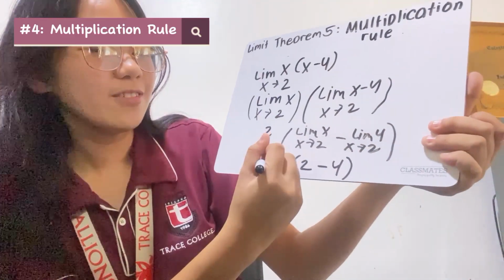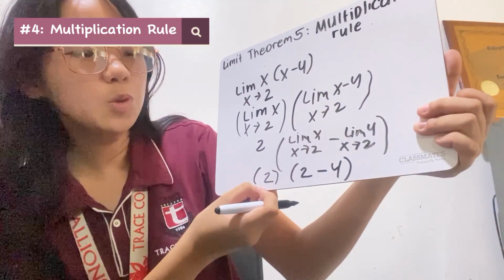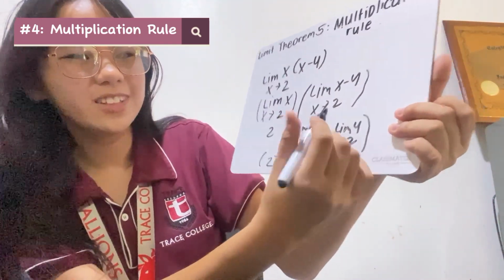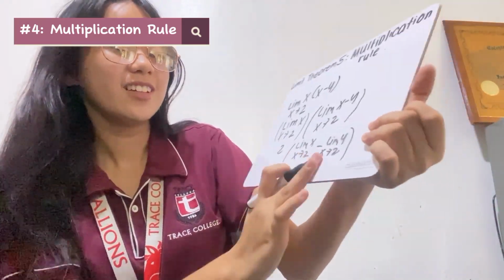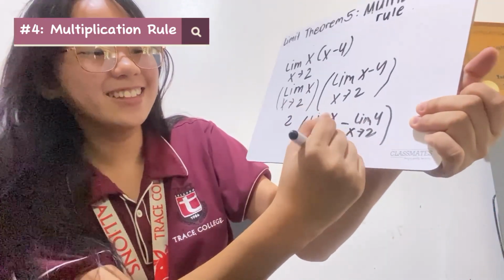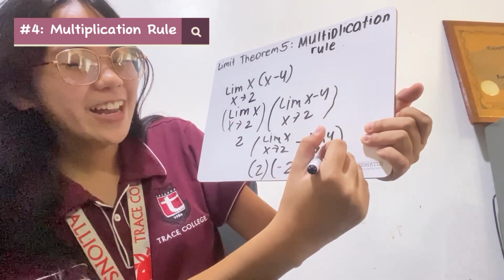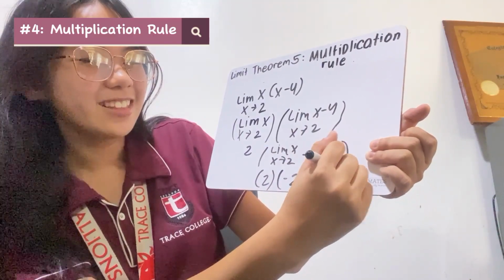So, ito na ang final nating equation. So, 2 times 2 minus 4. So, 2 minus 4, ang sagot dito ay, subalan na natin. 2 minus 4, ang sagot dun ay negative 2. And then, times 2. Ang final answer natin ay negative 4.